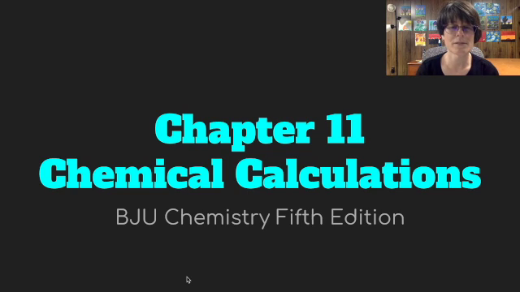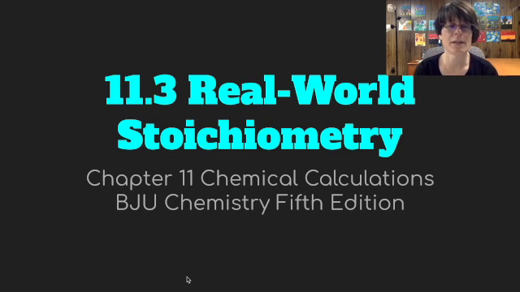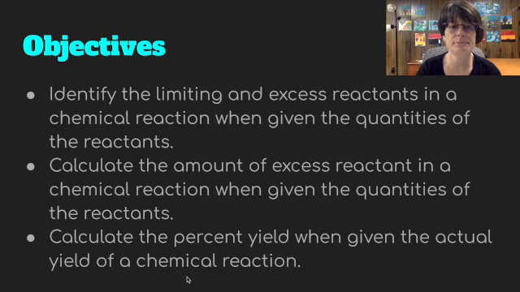Hello everybody, it's Mrs. Pound, and we are studying Chapter 11 on Chemical Calculations from BJU Chemistry's 5th edition. Today we're going to take a look at Section 11.3 on real-world stoichiometry. So we're going to look at how chemists really use stoichiometry to do calculations.